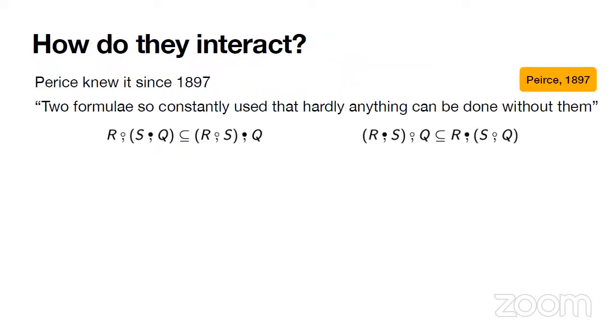So I spent some time on trying to understand how to compose two categories with the same objects and arrows with different composition, and I found out that Peirce knew it a lot of time ago. He knew that there were two compositional relations, and moreover, one linearly distributes over the other. That is, these two inclusions hold.